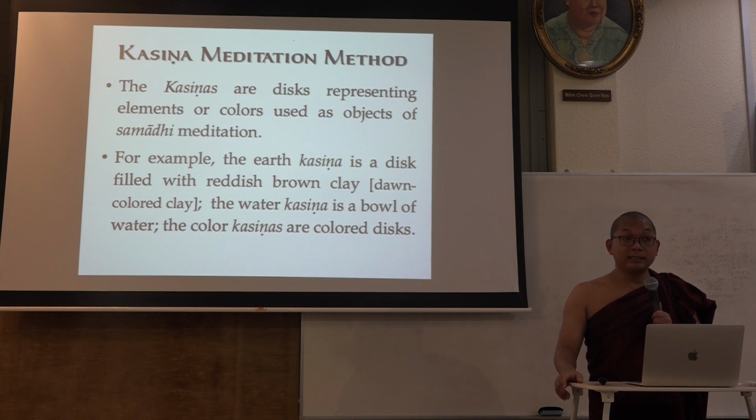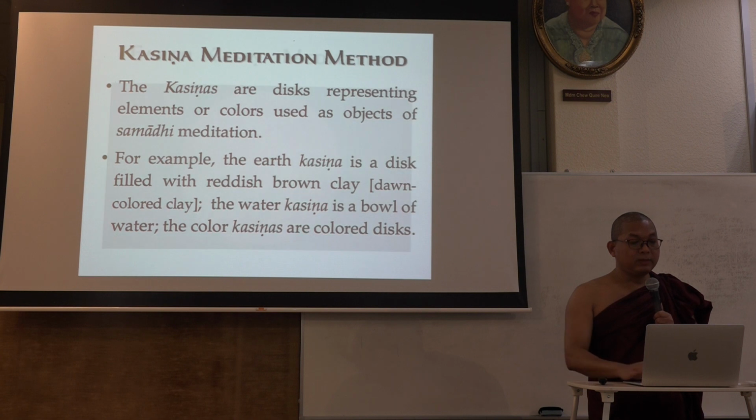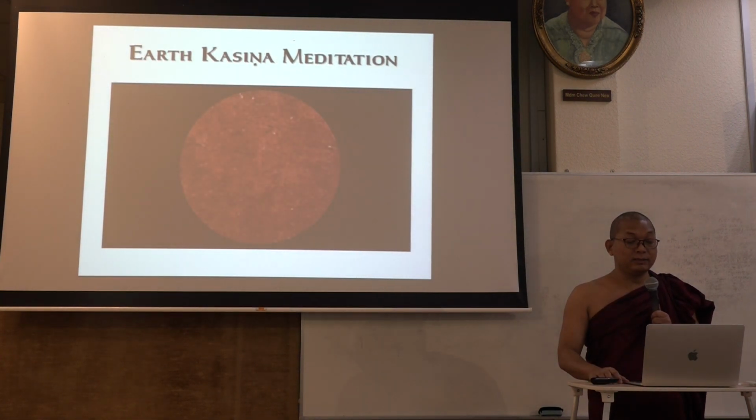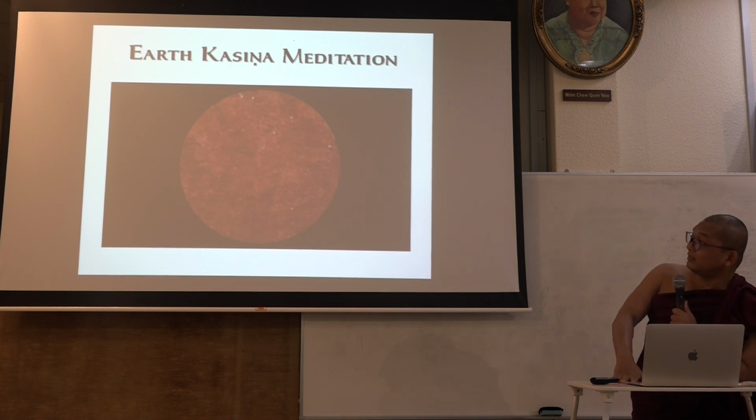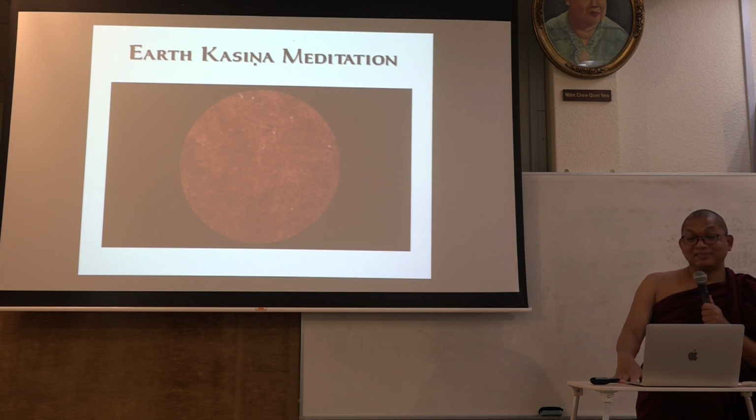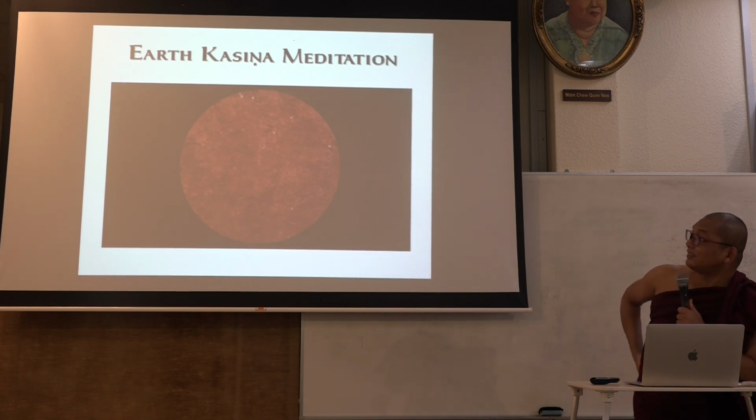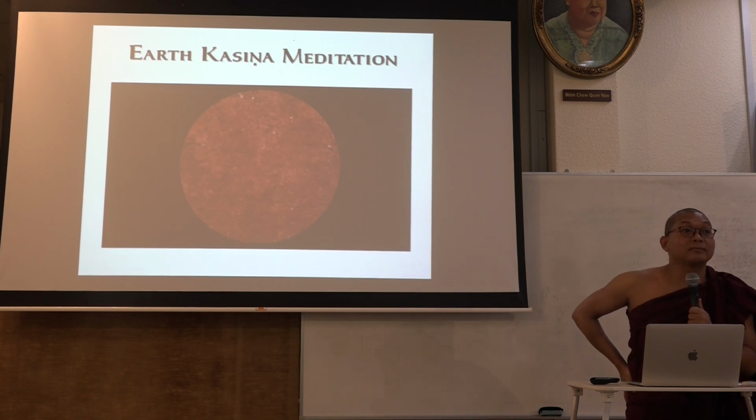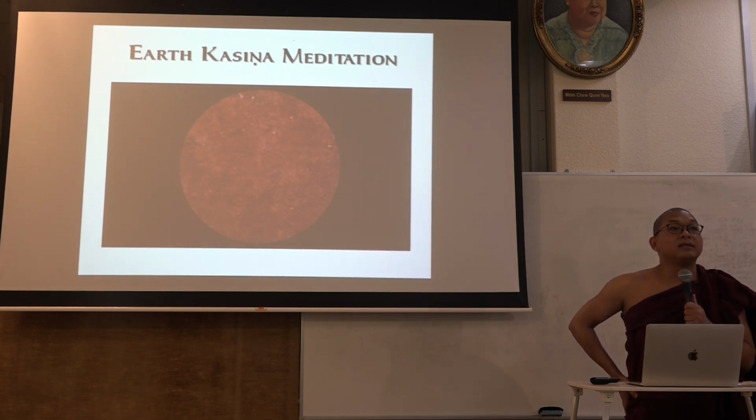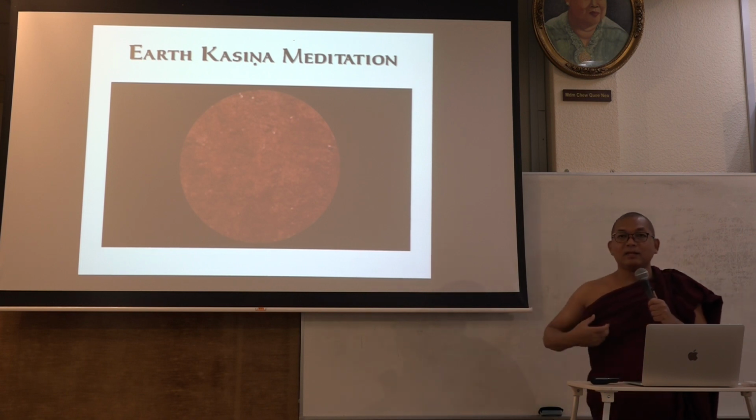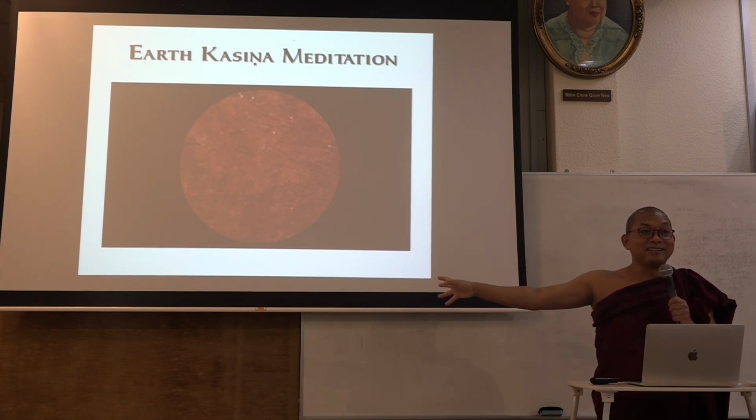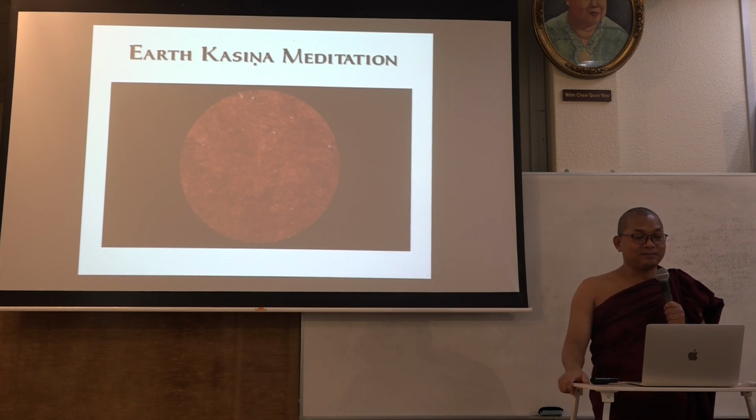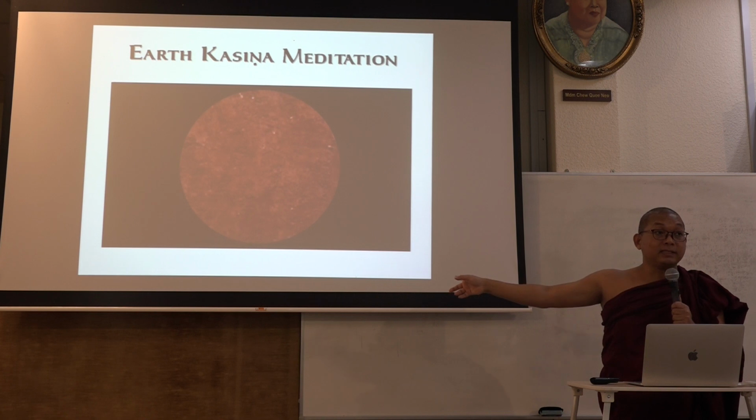The color kasinas are color discs, as I said earlier, right? Here I will give you an example of kasina meditation. Just look at the brown color. Is it brown? It's not very clear, you know. On my computer it is very clear, I don't know why. Because of that lens, right? Then just visualize it as a circular brown color. So you can practice by looking at this one.